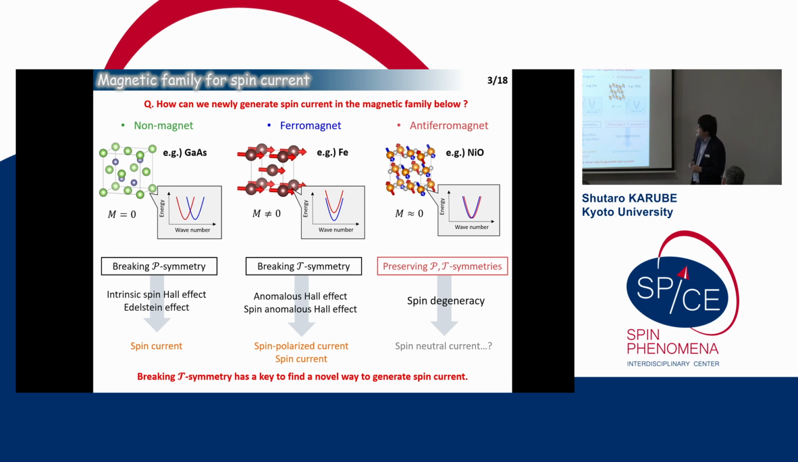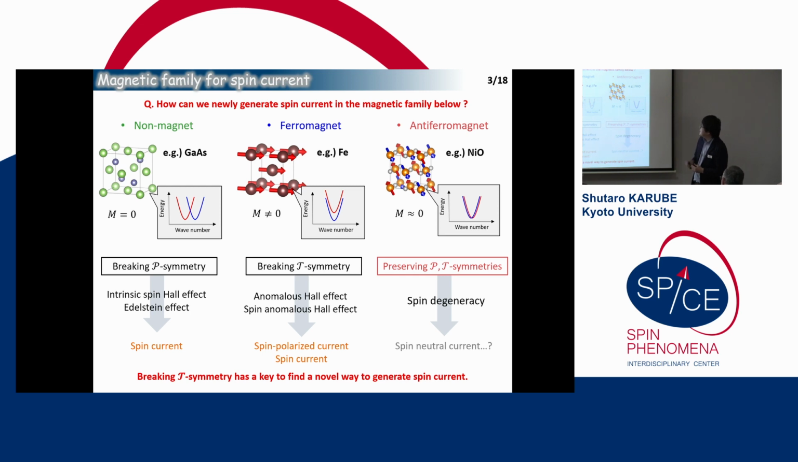As for the ferromagnets, this is just the information carrier which has a magnetization, we know, but this material also can generate a spin current. Due to the breaking time reversal symmetry, we can obtain the spin polarized and the pure spin currents via the anomalous Hall and the spin anomalous Hall effect.